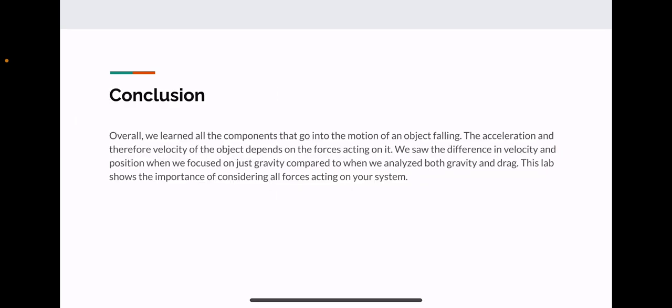Overall, we learned all the components that go into the motion of an object falling. The acceleration and therefore velocity of the object depends on the forces acting on it. We saw the differences in velocity and position when we focused on just gravity compared to when we analyzed both gravity and drag. This lab shows the importance of considering all forces acting on your system.